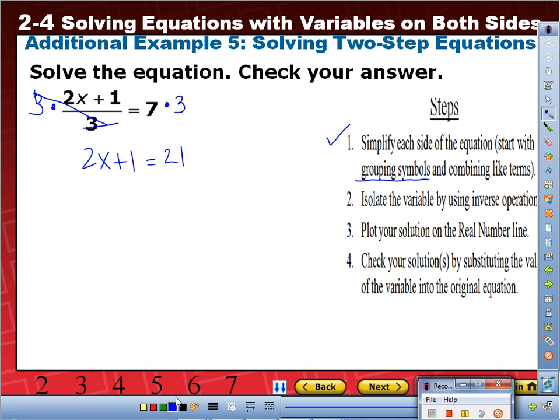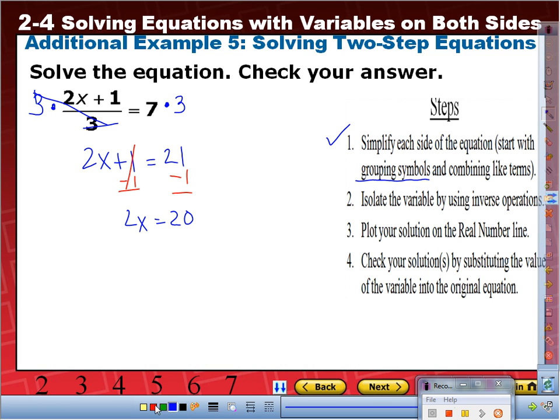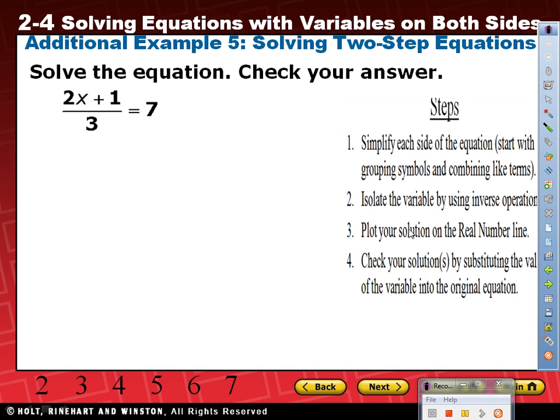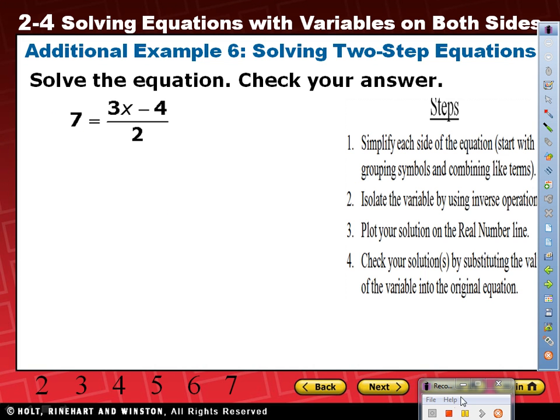So from there, this is what you should have done. We have addition right here, so the opposite is to subtract 1 from each side. We're left with 2x equals 20. The 2 is multiplying, so the inverse is to divide. 2 over 2 is 1. 1 times x is x. 20 divided by 2 is 10. Okay? So, on the right-hand side, copy this next one, and you do this one by yourself. See what you get. There it is. 7 equals (3x minus 4) over 2.